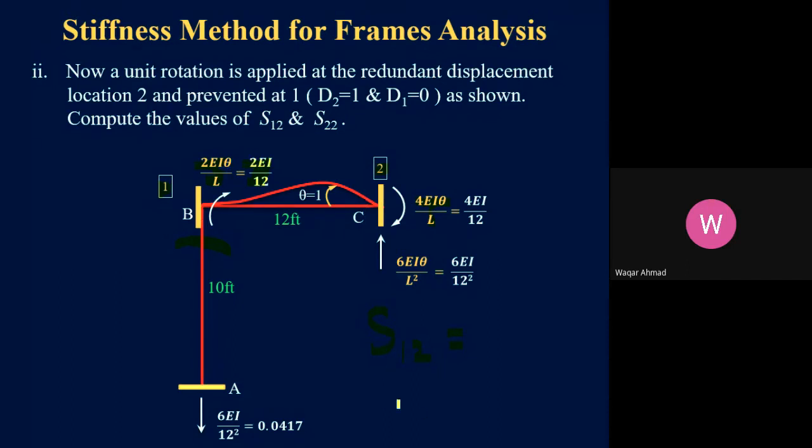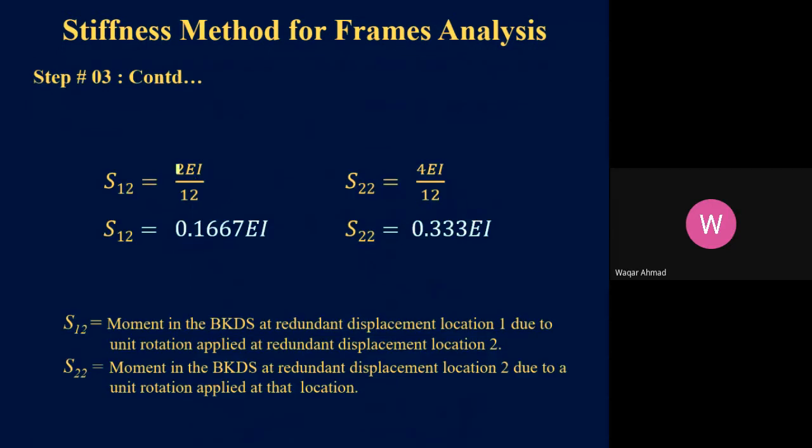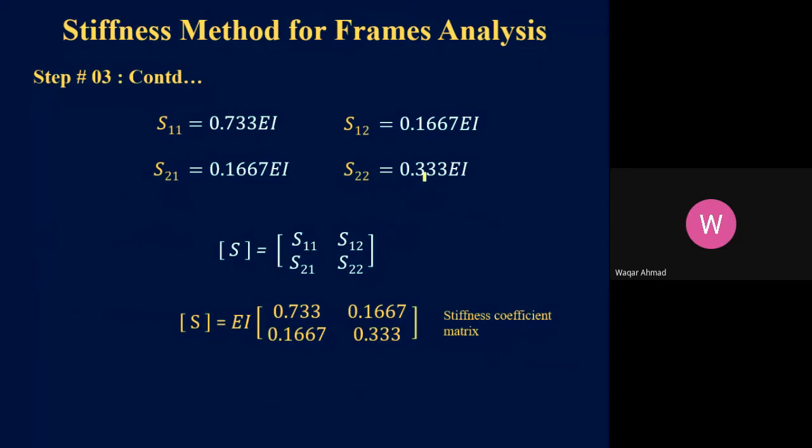Clockwise, so positive. Now, the next value, S22, which means the fixed end action at coordinate 2 due to a unit displacement at coordinate 2. This is clockwise, so this is 4EI over 12, positive. So you can see it here now. S12 is 2EI over 12, S22 is 4EI over 12. So this way, I have obtained all the values of my stiffness coefficients, and this becomes my stiffness coefficient matrix.